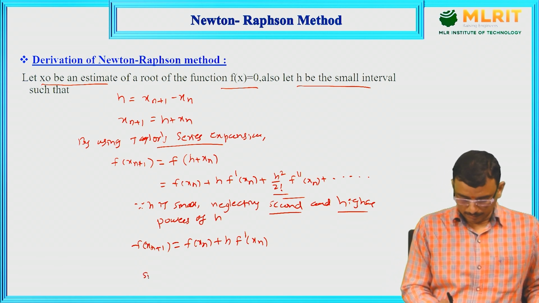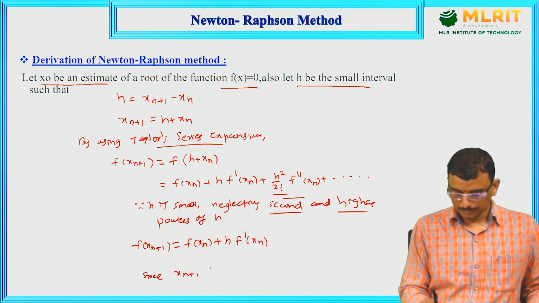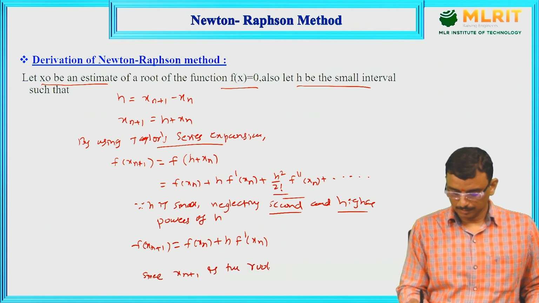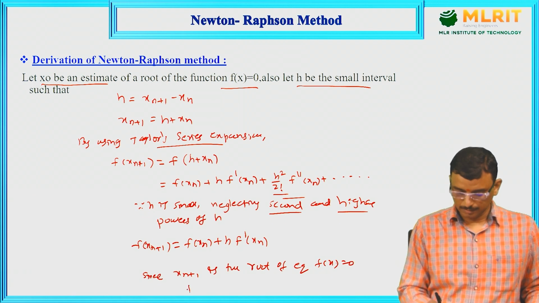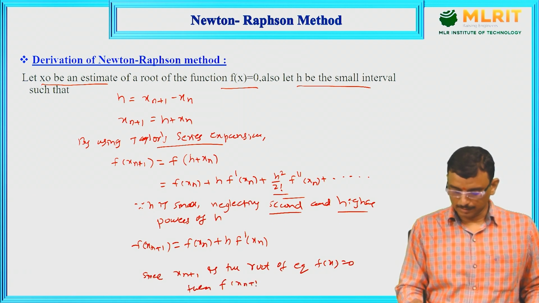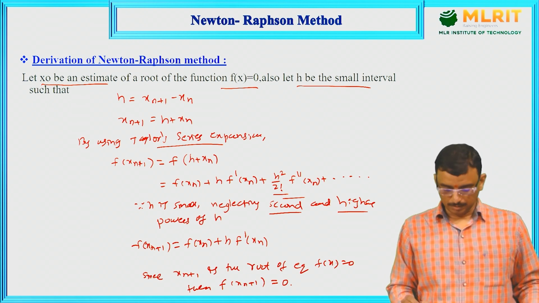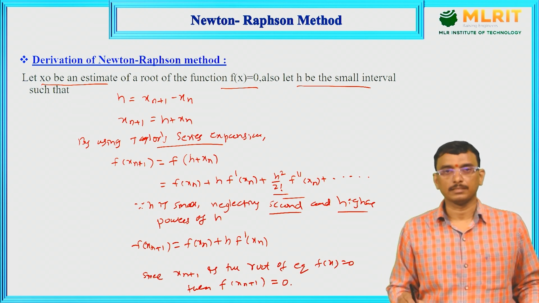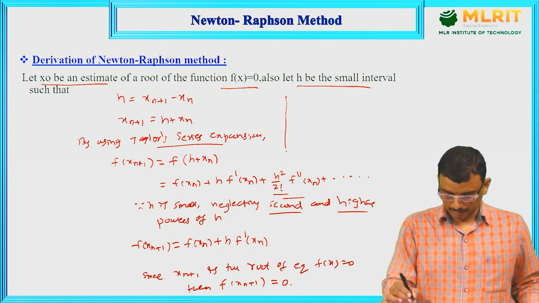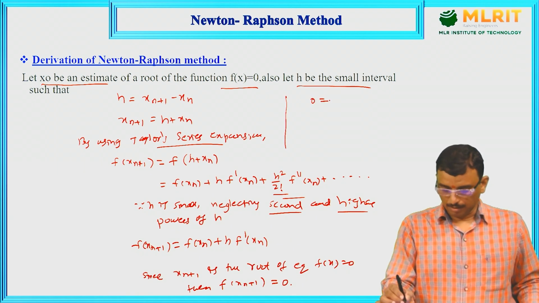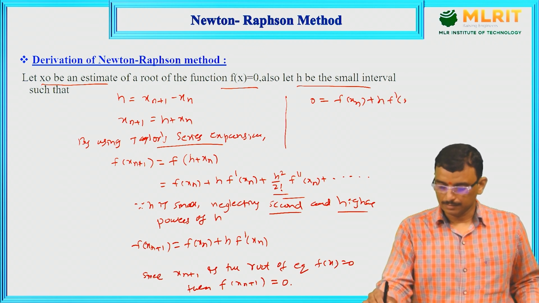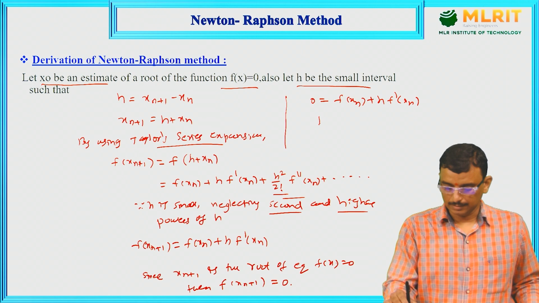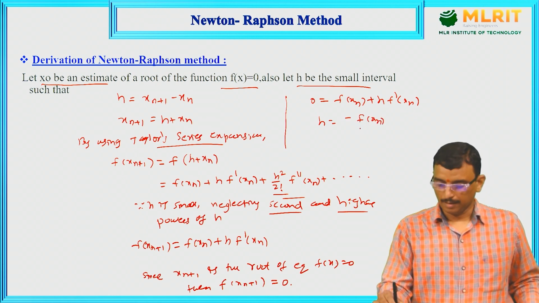Now since x(n plus 1) is the root of the equation f(x) is equal to 0, then f(x(n plus 1)) is also equal to 0. So now we substitute f(x(n plus 1)) is equal to 0 here. So we get 0 is equal to f(xn) plus h times f dash of xn, or we can write this as h is equal to minus f(xn) divided by f dash of xn.